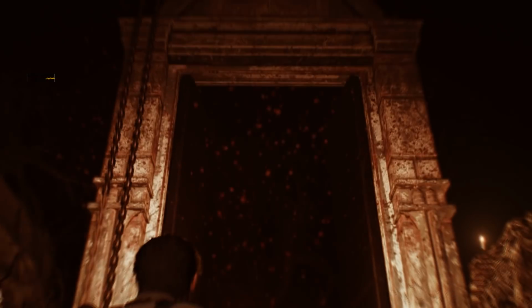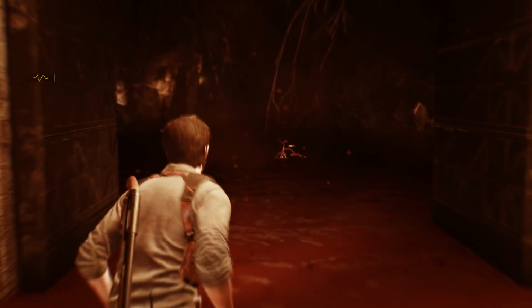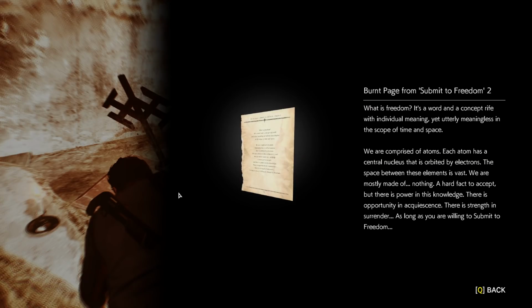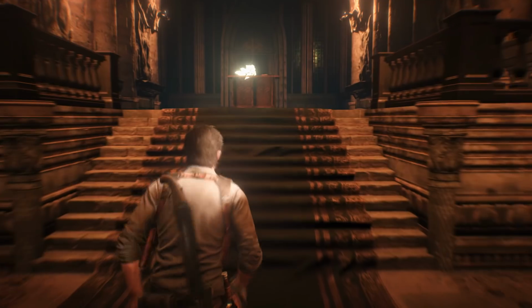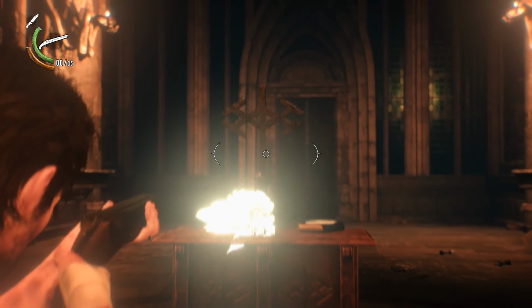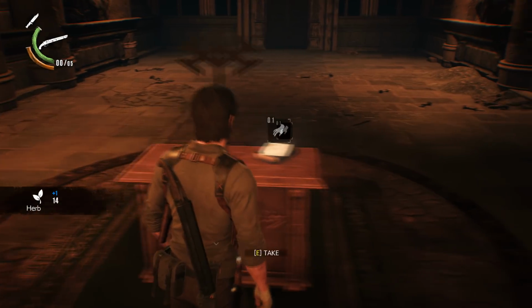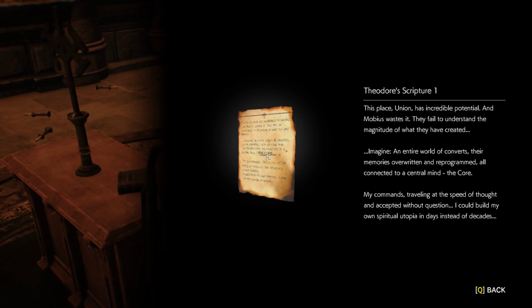Further in Theodore's Abyss, we learn even more things about how useless freedom is, for example. What is freedom? It's a word and a concept rife with individual meaning, yet utterly meaningless in the scope of time and space. Of course, I disagree with this statement. The thought of being insignificant in the universe is very Luciferian and should be avoided, no matter how convincing these theories may be. The Great Deceiver is very deceiving.